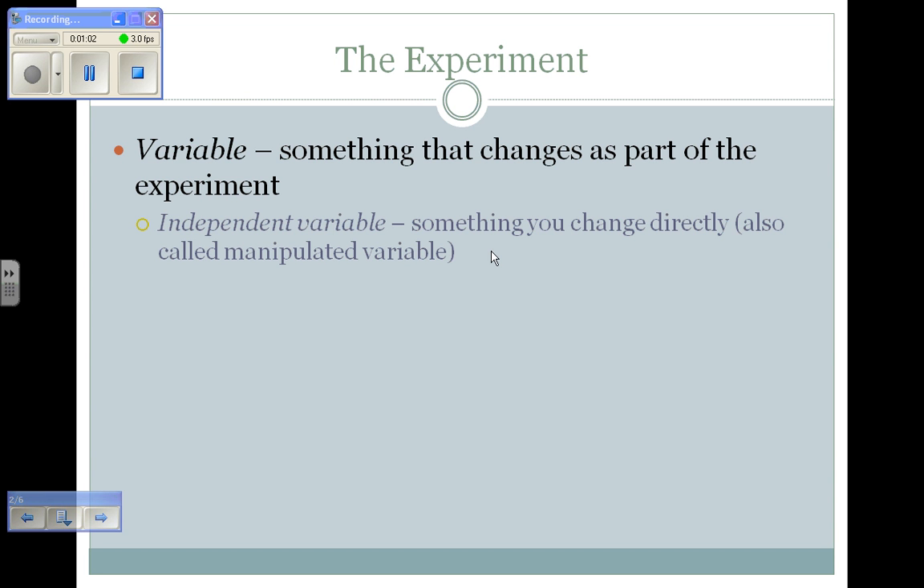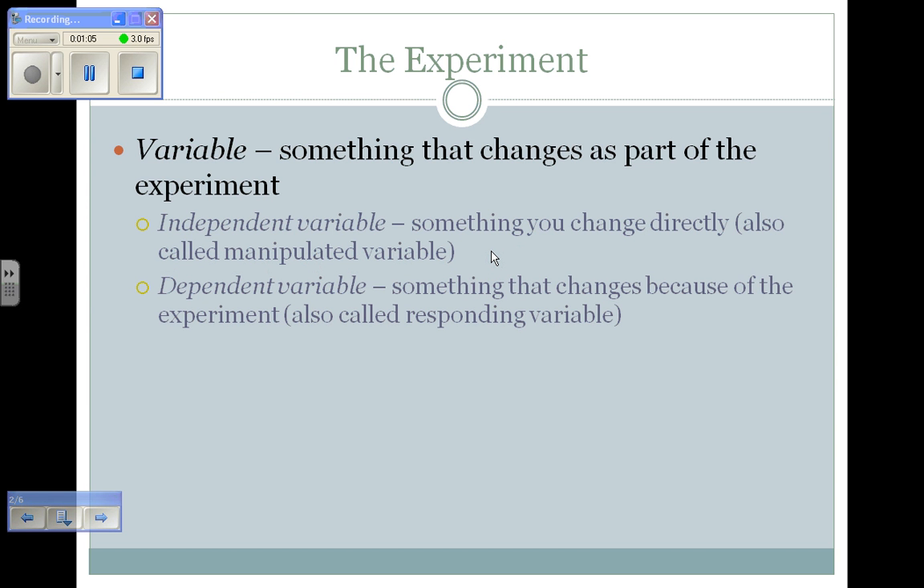The other type of variable is a dependent variable, and this is one that depends on what's happening in the rest of the experiment. Something that changes because of the experiment and is also called a responding variable. Basically, a dependent variable is something that we measure. So in the case of our rockets that we're running, most of us have chosen as a classroom experiment to change how much water is in one of the bottles. That would be our independent variable, something that we control. And we're going to measure then what effect that has on our flight distance, which is our dependent variable.